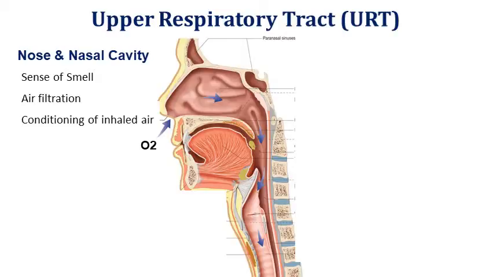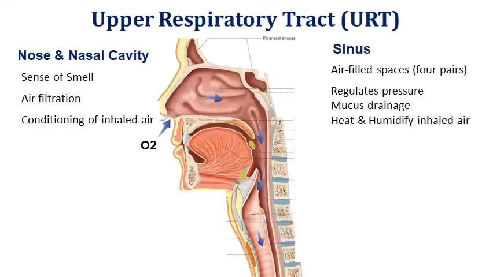Then this inhaled air travels through the air-filled spaces, which are known as sinuses. Sinuses help to regulate the pressure in the nasal cavity, have a role in drainage of the mucus through the nasal cavity, and help in heating and humidifying the inhaled air. There are a total of 4 pairs of sinuses.